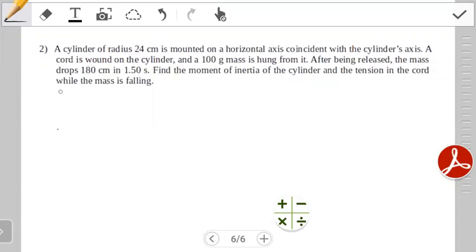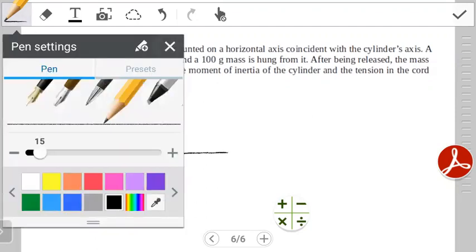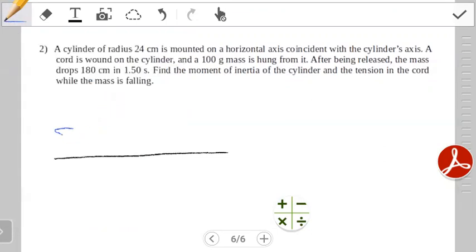So here they're saying a cylinder of that radius is mounted on a horizontal axis coincident with the cylinder's axis. So basically what they're saying is, if this is the horizontal, then we're going to have a cylinder, and for this cylinder, its horizontal axis is coinciding with the horizontal. So basically what we have is something like this.